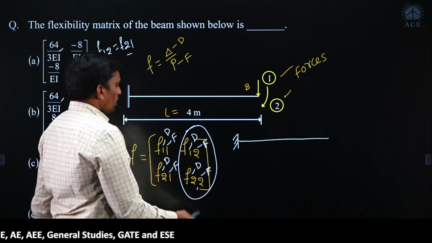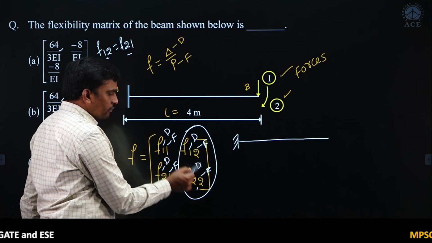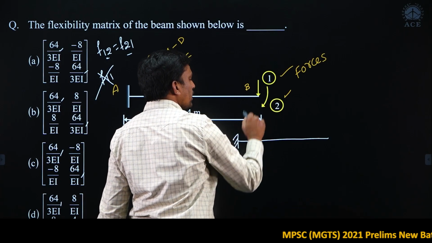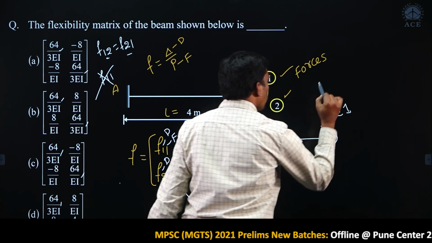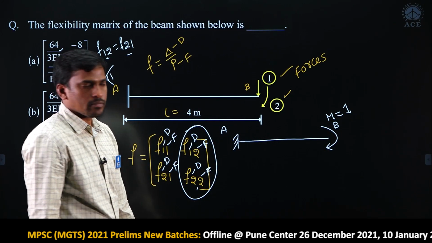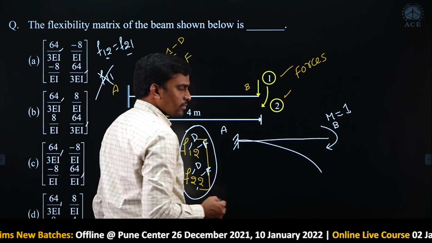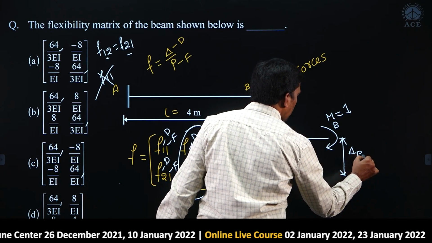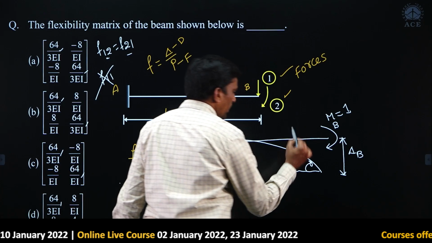So, what is the second column of flexibility matrix? Students, we will apply unit force only at coordinate 2, F2. Which one is the second coordinate? Moment, clockwise or anti-clockwise? Clockwise. So, how much moment will we apply? Unit moment. This is A and this is B. Apply unit moment, which is clockwise, so it will deflect like this. Then find the deflection at B and find the rotation at B.